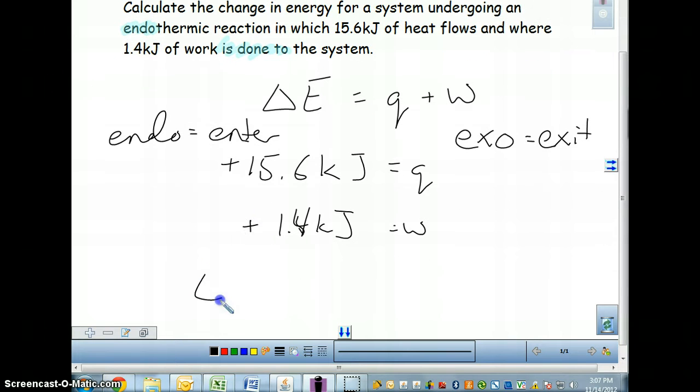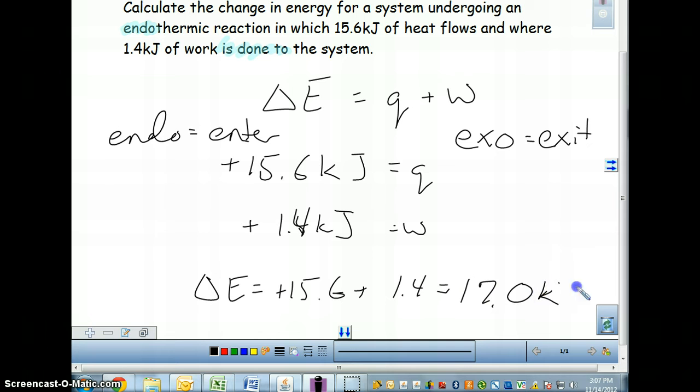So for our delta E, we just have to take our positive 15.6 plus 1.4, and we get 17.0 kilojoules. This is a fairly simple explanation of a fairly simple problem.